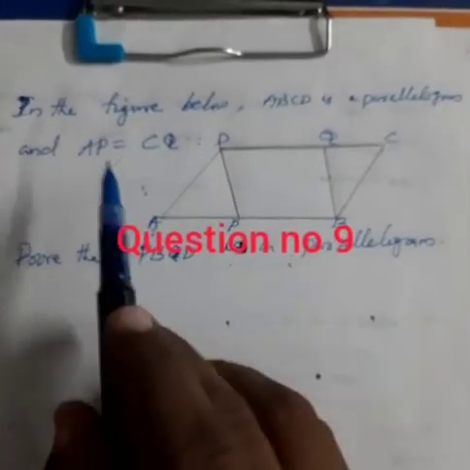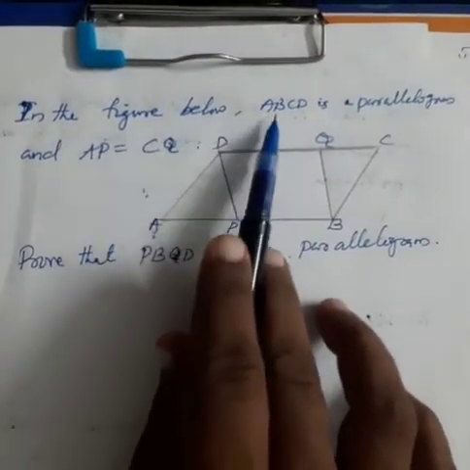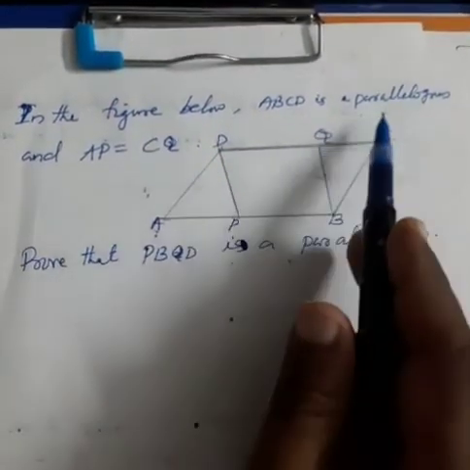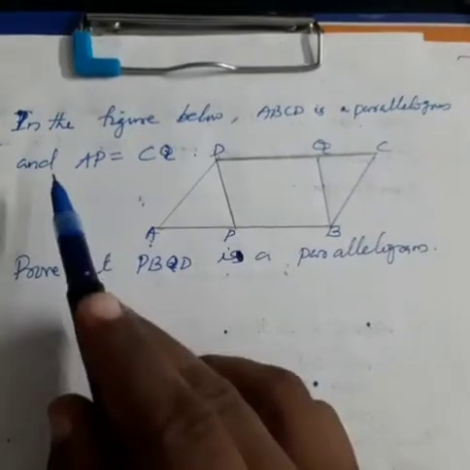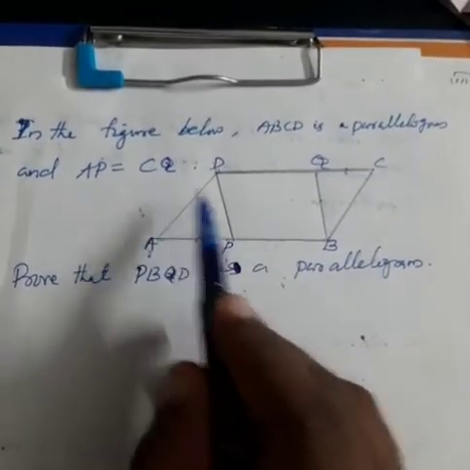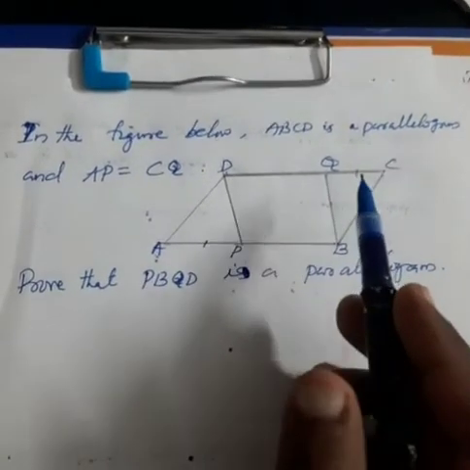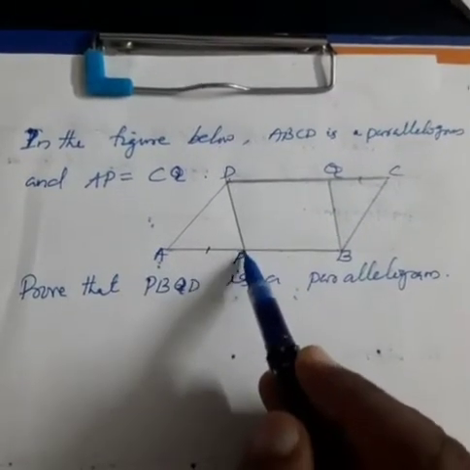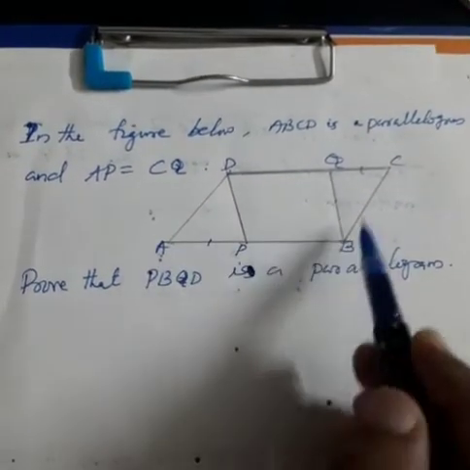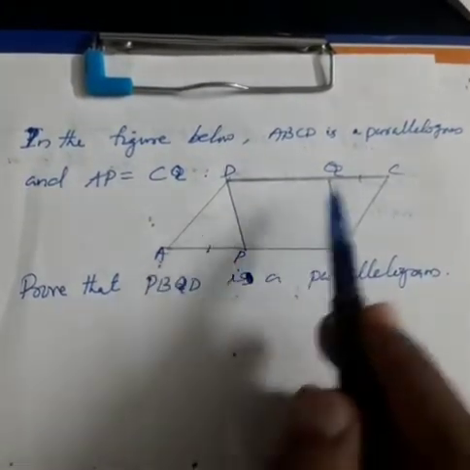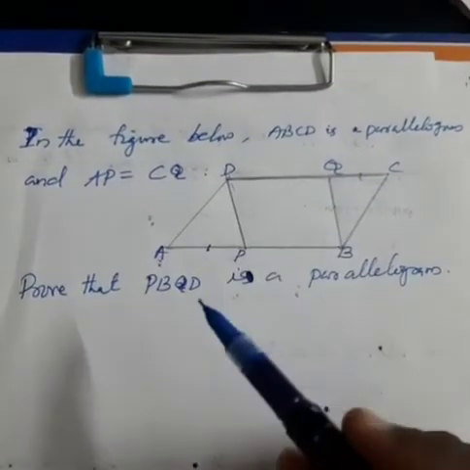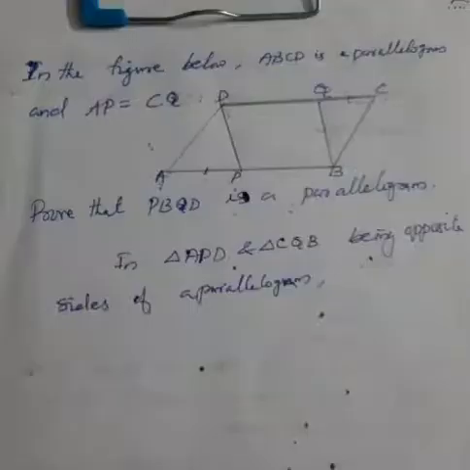Next question. In the figure below, ABCD is a parallelogram and AP and CQ are equal. Prove that PBQD is a parallelogram. ABCD is already a parallelogram and these lines are equal. Then we have to prove it. This is a parallelogram.